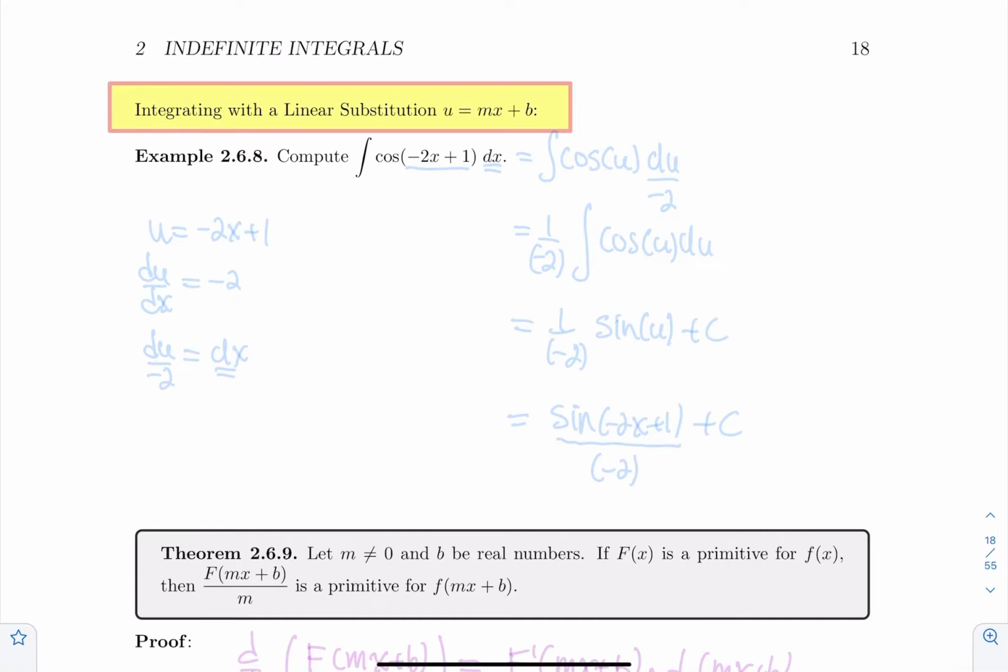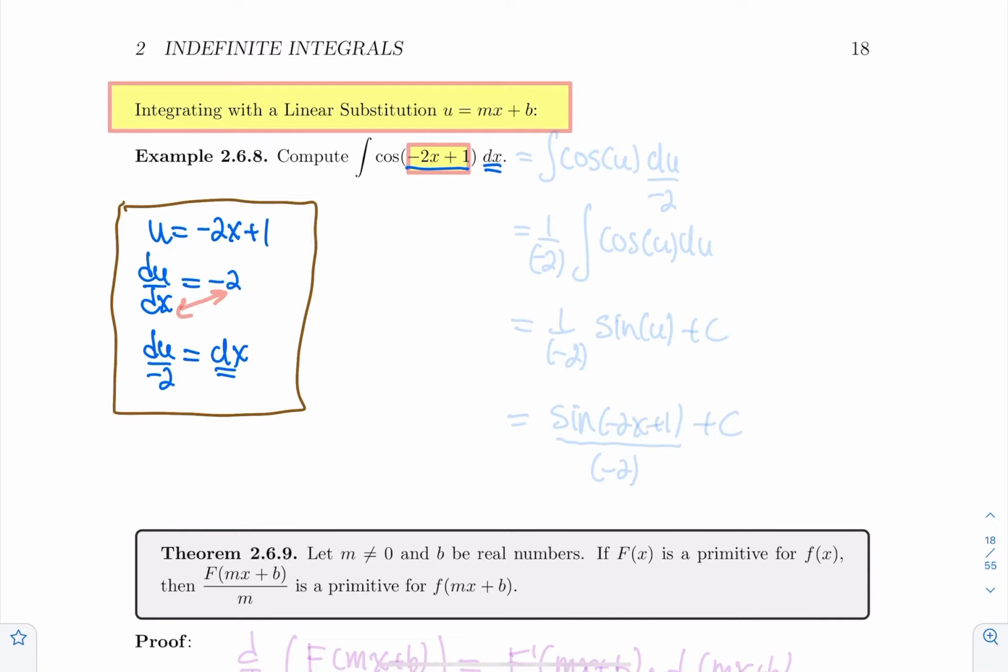I'll start with an example that will stimulate our imagination in order to get that trick going. Suppose we want to compute the integral of cos(-2x + 1). This is obviously not a basic integral initially, so I'm going to use the inside of the cosine function and call it u. So u is -2x + 1, and you compute the derivative: du over dx is -2. If you isolate dx, you get dx equals du over -2.